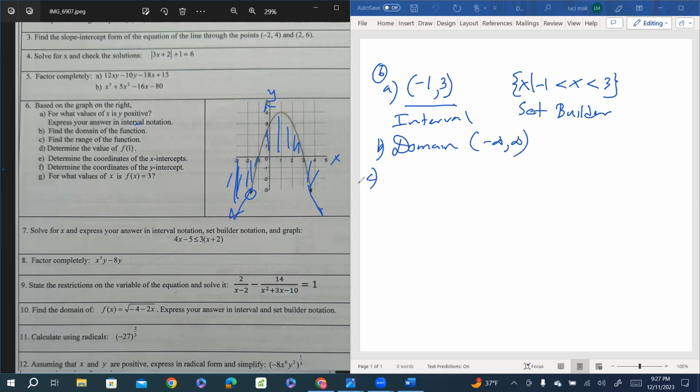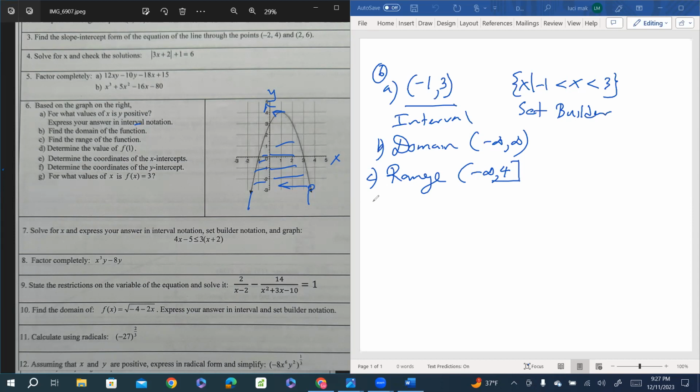Okay. The range is the y value. So let me erase this and then look at the y now. So for the y, you bring it to the y-axis. Now this arrow indicates it goes on forever down. However, this maximum y is at 4. So the range is y going from negative infinity to the maximum 4 inclusive. So 4 is a bracket.